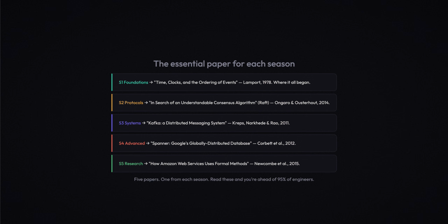For season 3, Building Real Systems: the original Kafka paper by Kreps, Narkhede, and Rao, 2011, The Log as Universal Abstraction. For season 4, Advanced: the Spanner paper by Corbett and colleagues at Google, 2012, TrueTime and Globally Consistent Transactions. And for season 5, Research: How Amazon Web Services Uses Formal Methods by Newcombe and colleagues, 2015, Formal Methods at Industrial Scale. 5 papers, one from each season. Read these and you're ahead of 95% of working engineers.